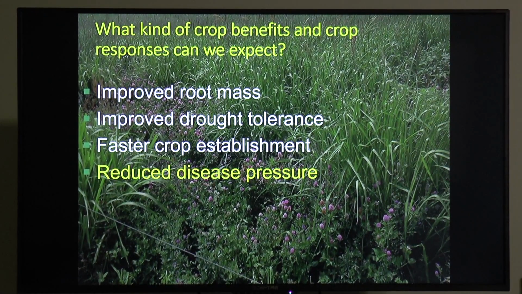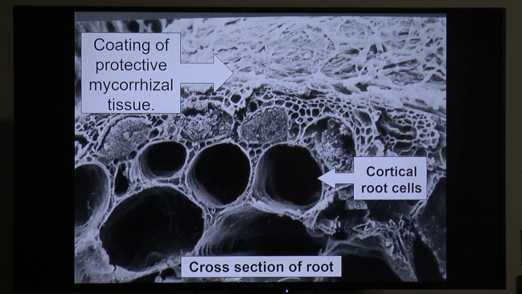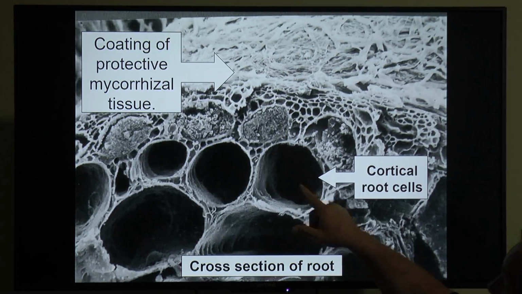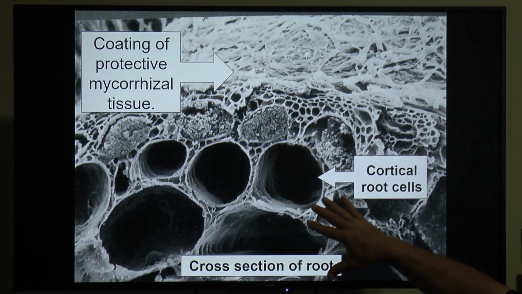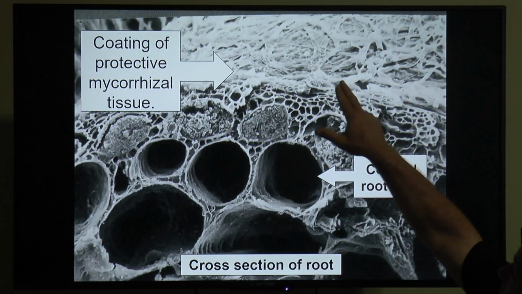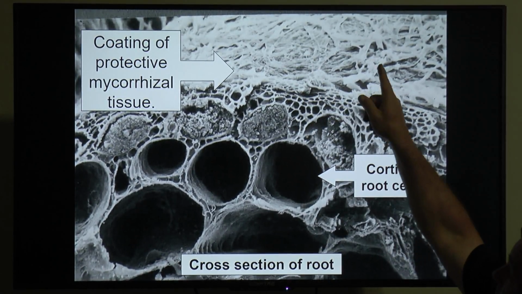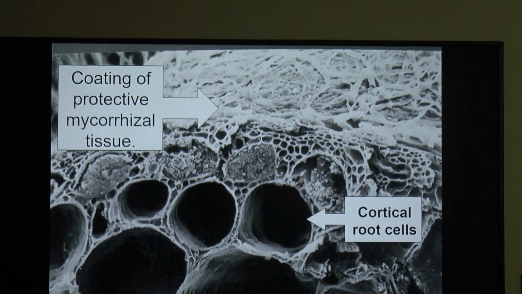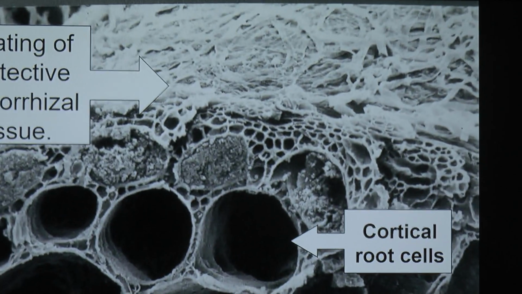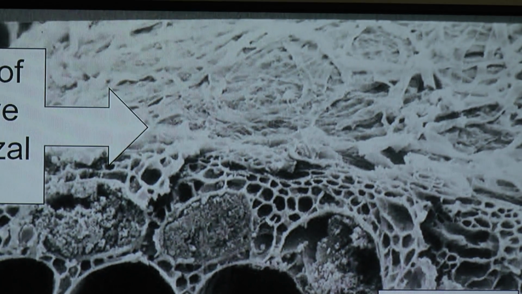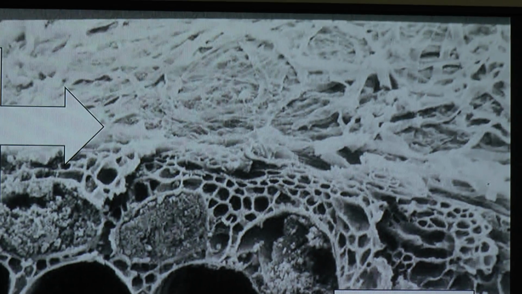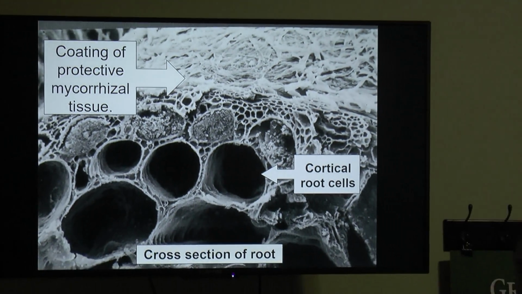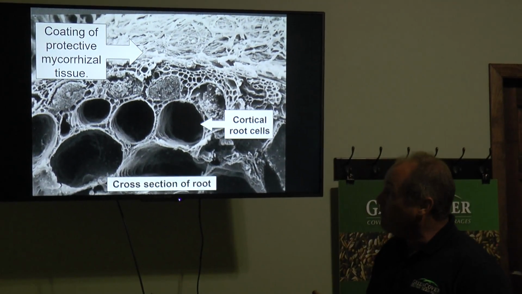Reduction of disease pressure is another one. The reason this is, and maybe you can make this out, you can see this is plant tissue. Here's the conductive tissue of the root, and this layer here is fungal tissue from the mycorrhizal hyphae. It coats that root with a layer of chitin. Chitin is a polysaccharide protein complex that is not found in plant tissue, only in fungal tissue and a few other organisms. It's essentially the same thing that makes up the shells of crabs and lobsters and crayfish.